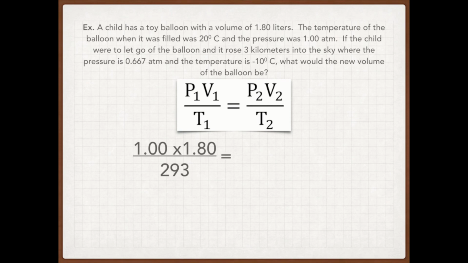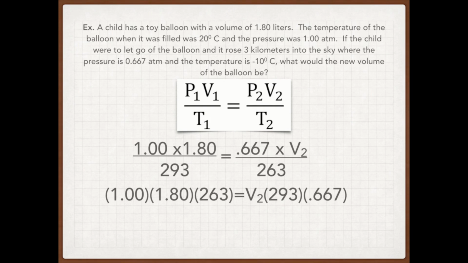I'm going to set that equal to my new pressure, which is 0.667, times V2, because that's what I'm solving for. And I'm going to put that over my negative 10 degrees Celsius, which is my new temperature, but I have to add that to 273. So that's going to give me 263. So I'm going to cross multiply, so it'd be 1.00 times 1.80 times 263 equals 293 times 0.667 times V2. I'm going to divide both sides by 293, and I'm going to divide by 0.667. And what I end up getting for my V2 is 2.42 liters.